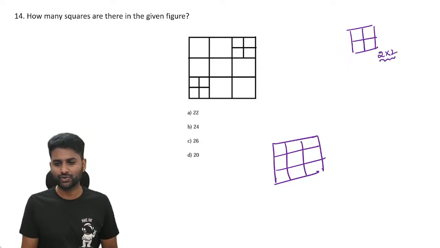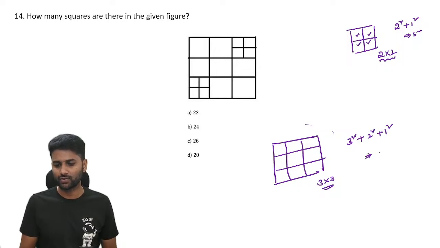So in a 2 into 2 grid, how many squares are there? 1, 2, 3, 4, and the bigger one is 5. It means if it is a 2 into 2 grid, then the total number of squares is 2 square plus 1 square, which is 5. Same way, it's a 3 into 3 grid. How many squares are there in the whole box? It's the squares of 3, 2 and 1. So go through the sum: 9 plus 4 plus 1 is equal to 14.